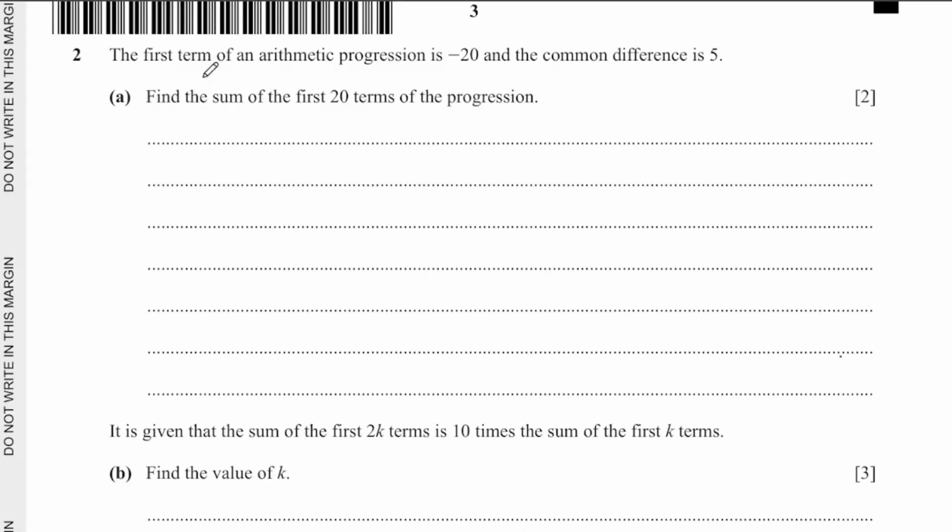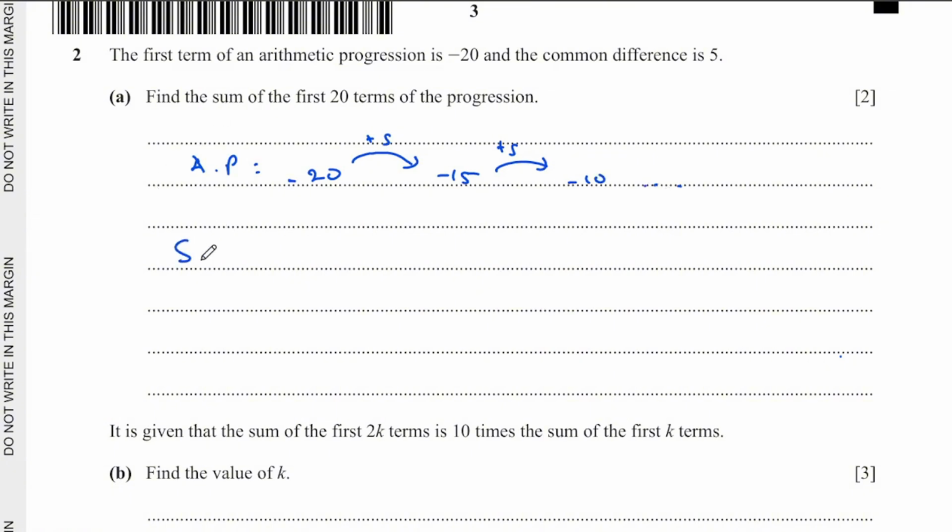For this next part, we're told the first term of an arithmetic progression is negative 20. So an arithmetic progression starts from negative 20, and then the common difference is 5. That means if you go from one term to the next, you're going to add 5, which will be negative 15. Then you're going to add 5 again, you're going to get negative 10, and so on. Then you're told to find the sum of the first 20 terms.